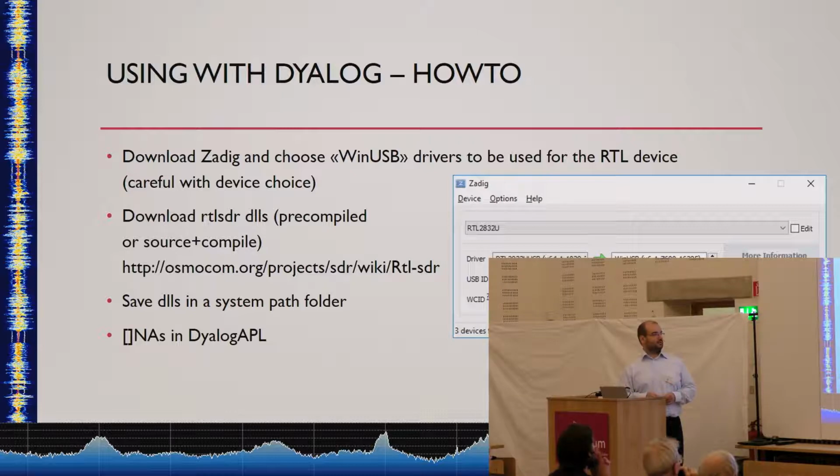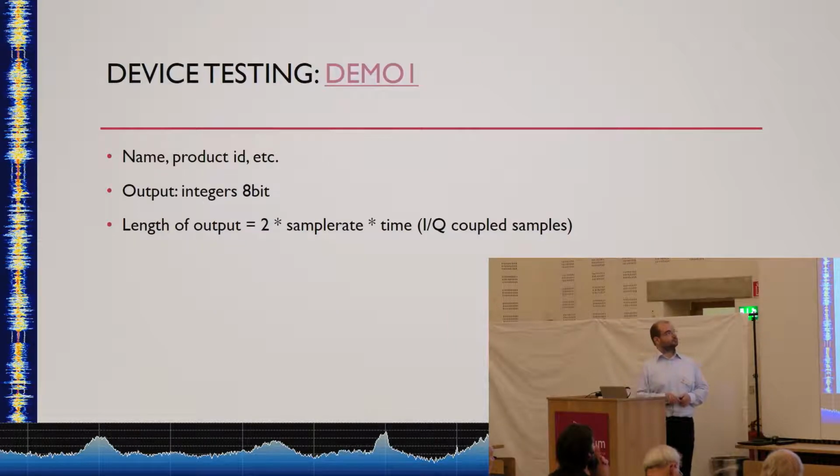Other than that, you just have to download the DLLs from the Osmocom website, save them in a folder that's part of the system path, and use them in Dyalog. And I'll show you a quick demo of the device connected. It's here.